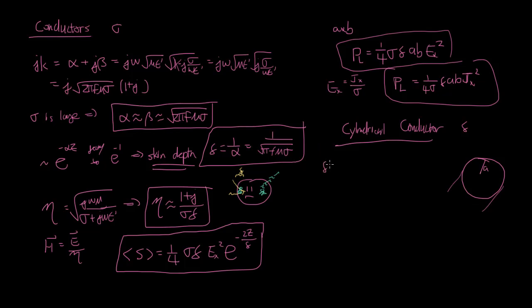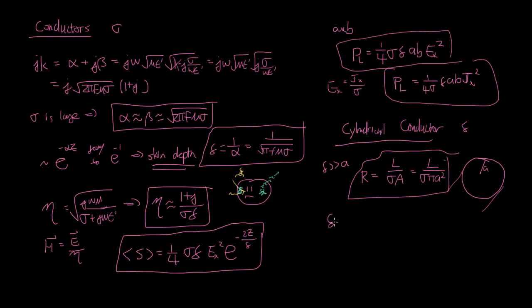If delta is a lot greater than A, that means the wave is able to penetrate the whole thing. So you have that ohmic interaction throughout the entire cross section. Then your resistance would be L over sigma A, or L over sigma pi A squared, the cross section area. So this is kind of what you would expect.